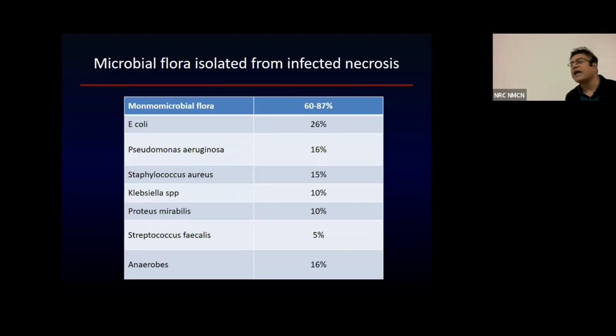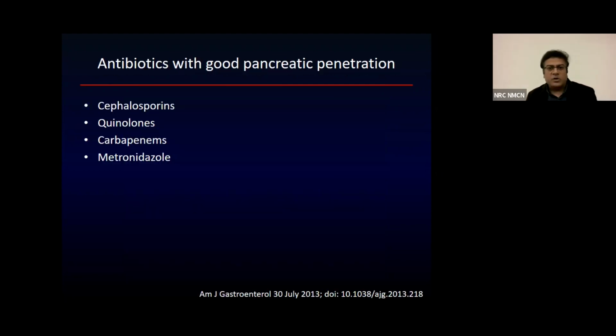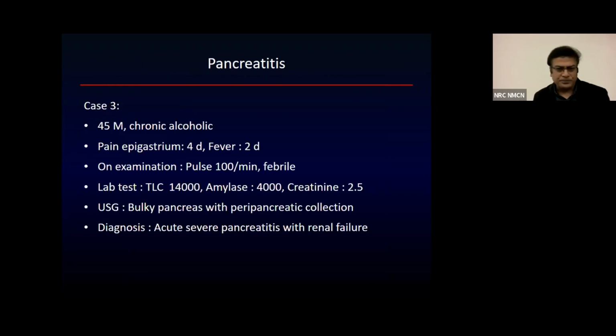So what are the common organisms that you get in these? E. coli, most common, and Pseudomonas aeruginosa, Staph aureus, Klebsiella, Proteus mirabilis. These are the microorganisms that you commonly get in patients with pancreatitis. Okay. So these are the antibiotics with good pancreatic penetration: cephalosporins, quinolones, carbapenems, and metronidazole.